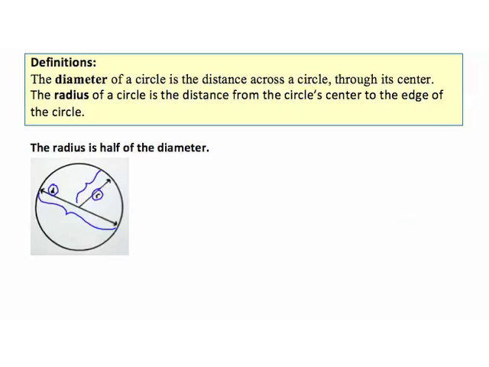One important fact about the radius and the diameter is that the radius is half the diameter. So if we started with a circle that had a diameter of 12 inches, the radius of that circle would be 6 inches. And if we started with a circle whose radius was 4 feet, the diameter of that circle would be 8 feet. So the relationship between radius and diameter, the radius is always half of the diameter.